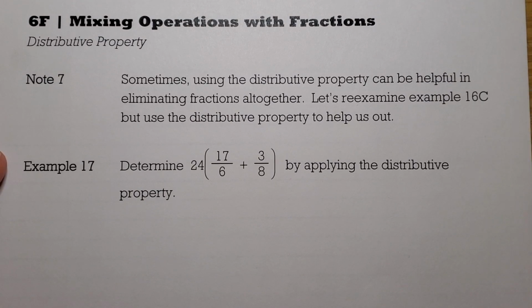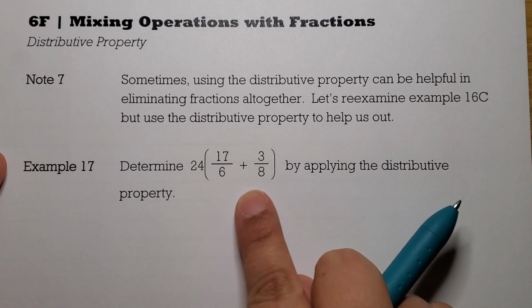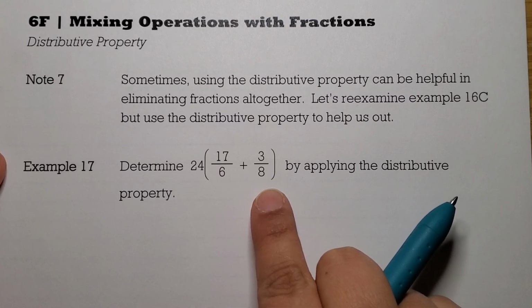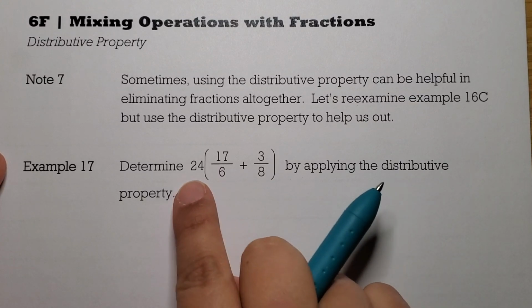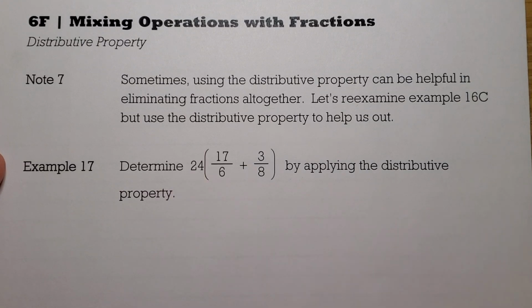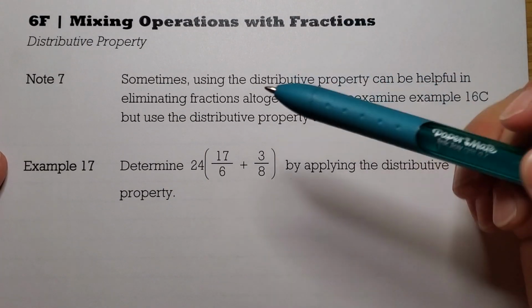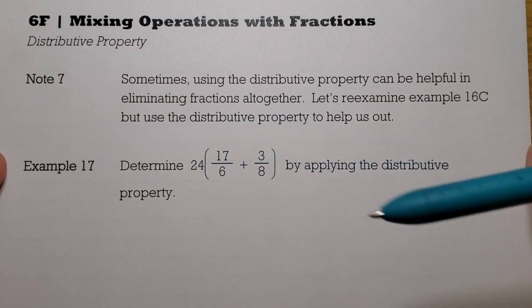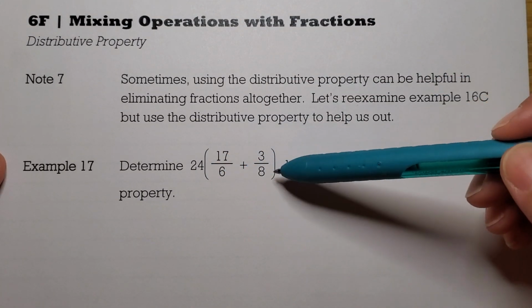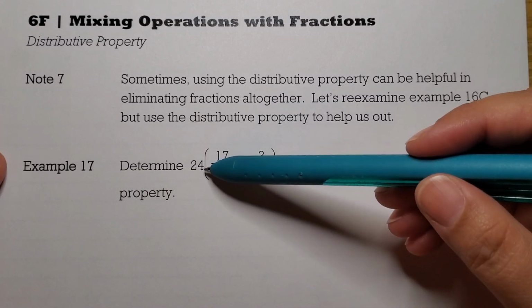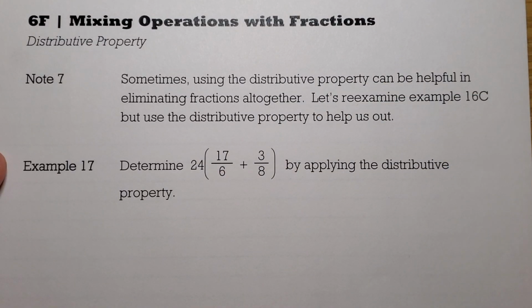We're going to look at one of the examples from the last video, and instead of using our order of operations to simplify, we're going to use the distributive property. This is especially helpful if each of the denominators of the fractions inside the parentheses is a factor of the number you're multiplying by. So the specific situation we're looking for is multiplication by a whole number, and each of those denominators goes into that number you're multiplying by. That's when this is most helpful.